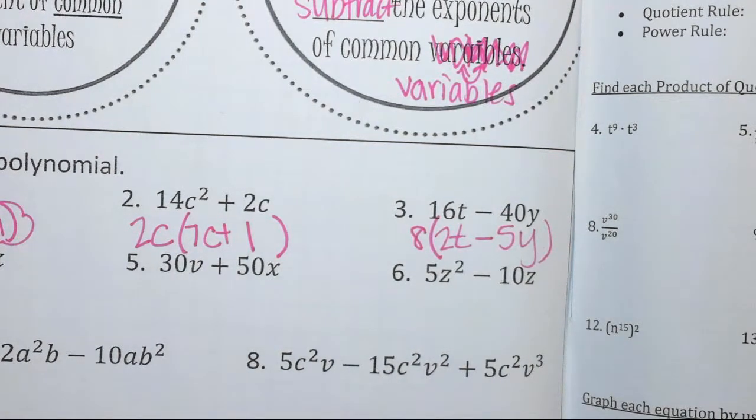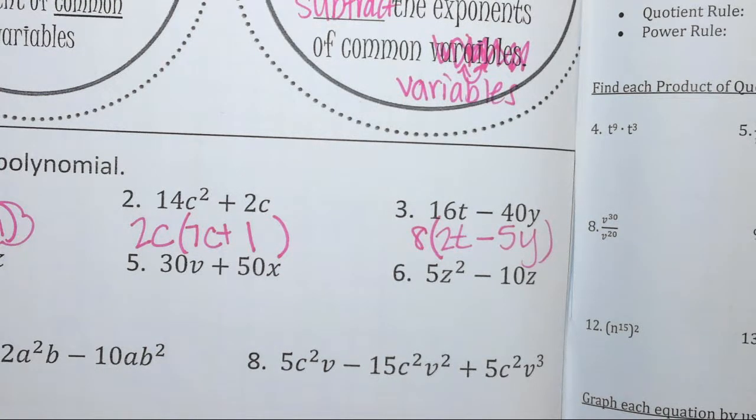Does it matter which order you do? Yes sir. I put 8 and then 5y. That you changed the whole problem. I did. I got a question. Look at the problem, Pumpkin. It says 16t minus 40y, correct? Yeah. So you can't just change it just because you want to.